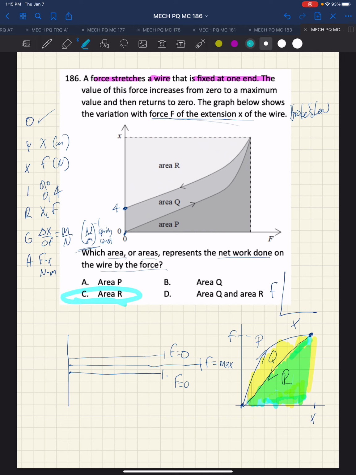Area P we can eliminate because it's not even the area under the curve. So that's just straight out. Area Q is kind of this missing, this no man's land of work here. Clearly we can do more work. We did more work than that. So that takes out Q, and R is out.